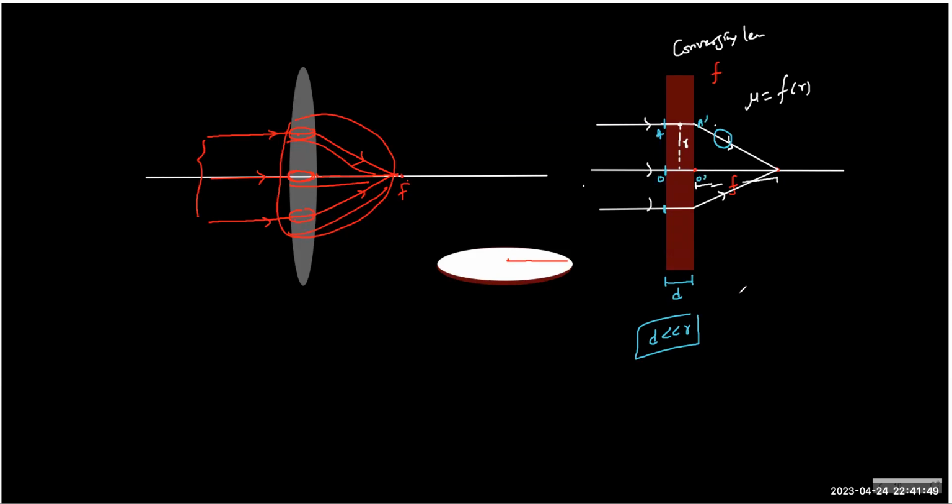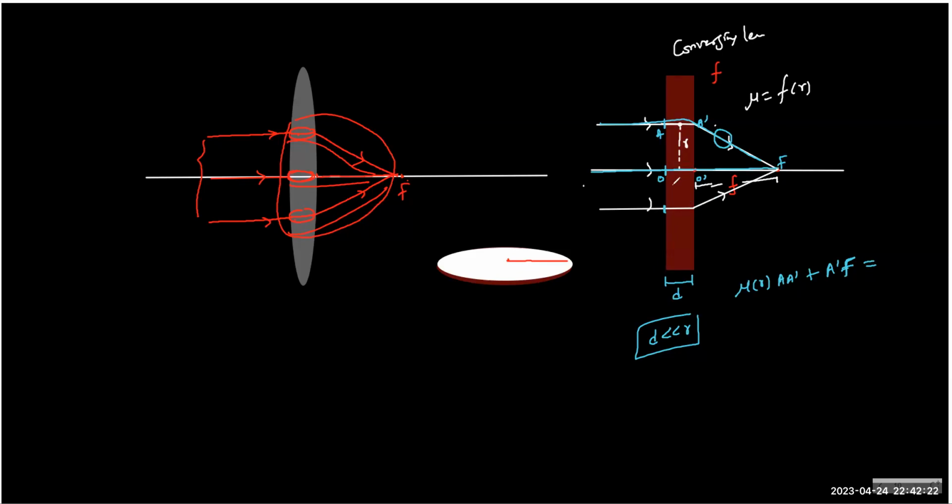So optically, A dash is how much? Mu of that height into A dash is the optical length. Am I right? So for this ray, what is the optical length overall? Mu at a height R into A dash plus A dash F is the optical length. The other we can take is the central one.